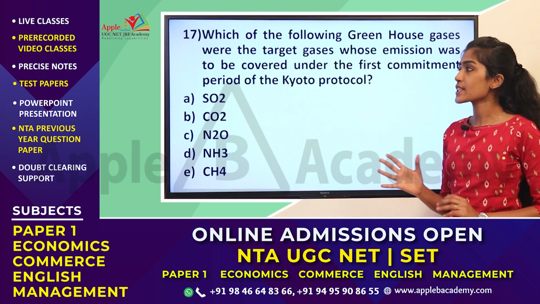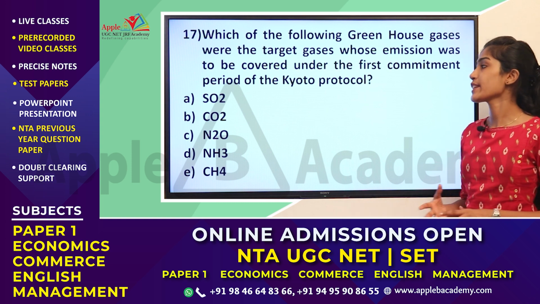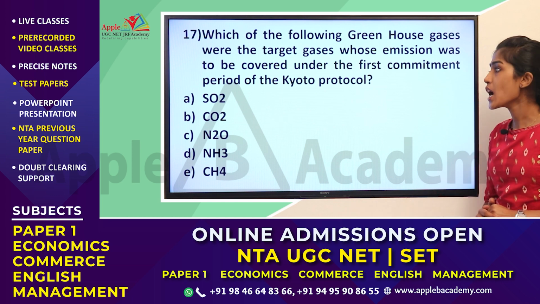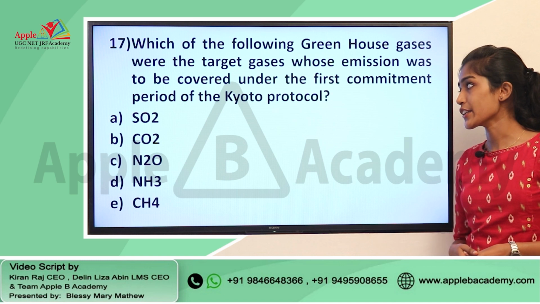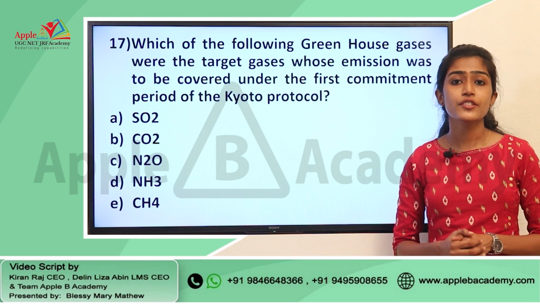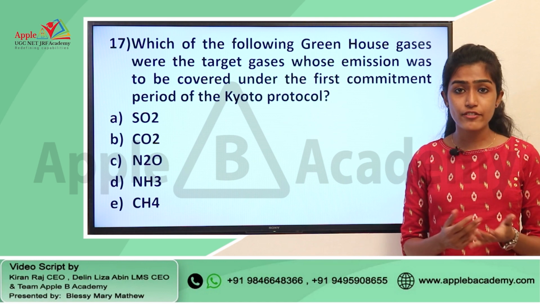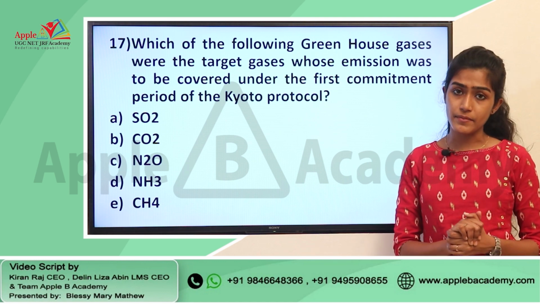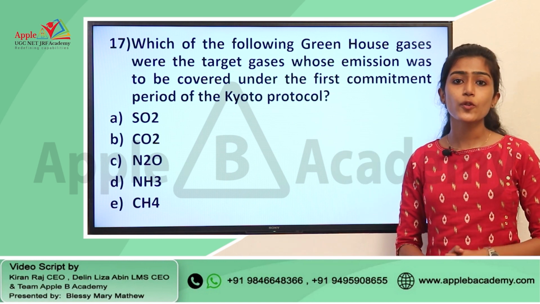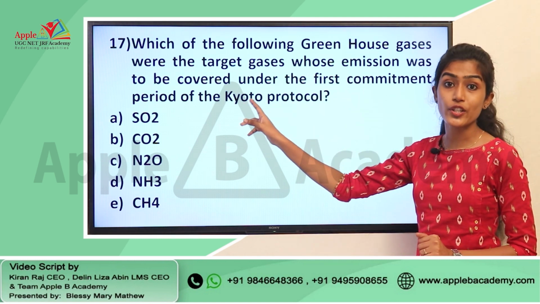So, now we are moving to the next question, and this question was asked from the module people development and environment, and the question goes like this. Which of the following greenhouse gases were the target gases whose emission was to be covered under the first commitment period of the Kyoto Protocol? So, these different agreements, conventions and protocols that are associated with the environment are one of the most important areas that we have to learn under the module people development and environment. So, this particular question is from those important protocols and agreements associated with the environment, and particularly this is from the Kyoto Protocol.